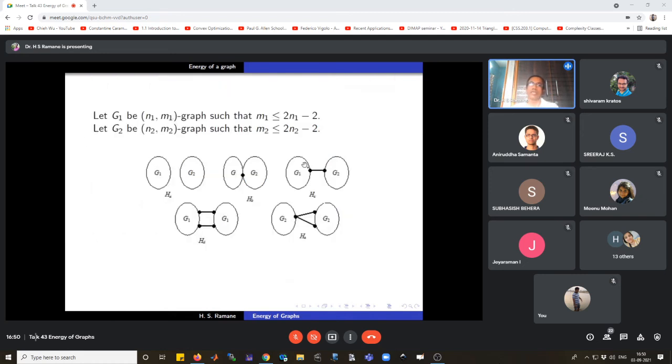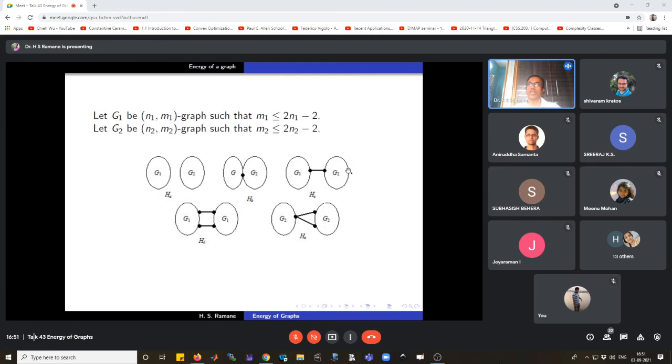Look into this, m is less than 2n minus 2. You can see these graphs are also non-hyperenergetic. Consider two graphs G1, G2. G1 is a graph with n1 points and m1 lines, with condition m1 is less than or equal to 2n1 minus 2. Another graph G2 with n2 points and m2 lines, such that m2 is less than or equal to 2n2 minus 2. If you take the union of these, then also they are non-hyperenergetic. If you join G1 and G2 at a single point, then this graph is also non-hyperenergetic.